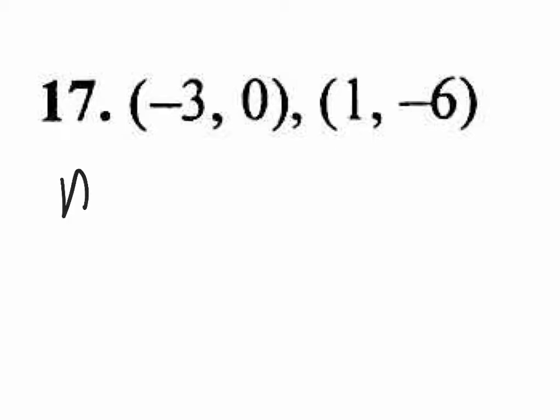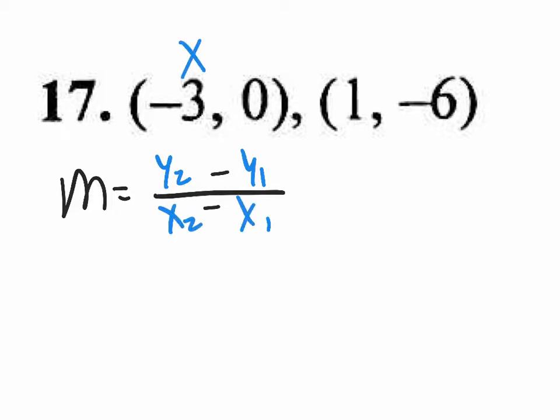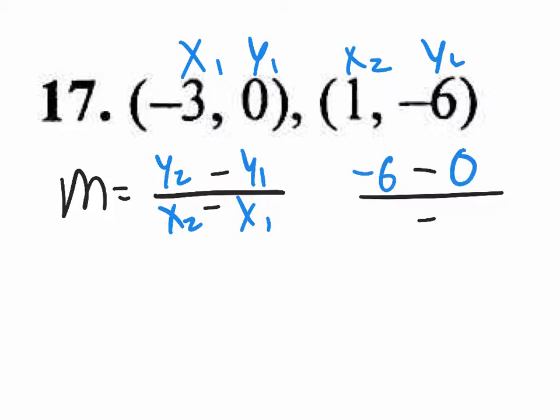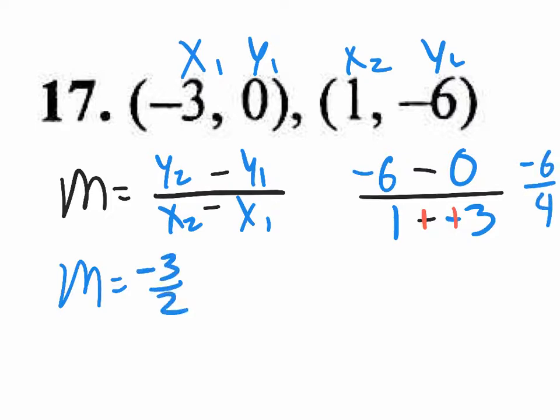When we go for the slope, y2, y1, x2, x1, you have your x and your y, your x and your y. This is your first point, this is your second point. Let's plug in our y2 value, which is negative 6, our y1 value, which is 0, our x2, which is 1, our x1, which is negative 3. Minus minus changes to plus plus. Our slope will be negative 6 over 4, and this one would be negative 3 over 2 when you reduce it. So there's your slope.